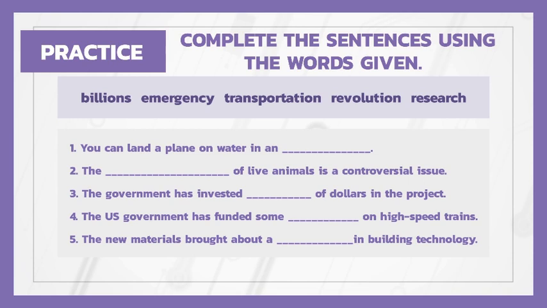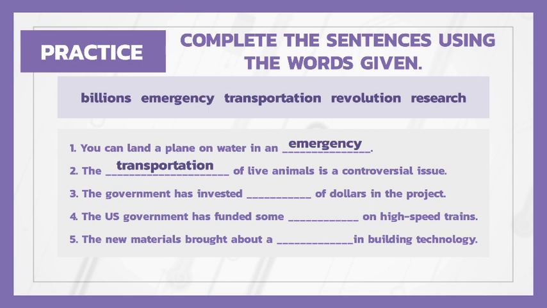ลองตรวจคำตอบกันดูนะครับ คิดว่าน่าจะเสร็จแล้ว Okay, let's see the first one. You can land a plane on water in an emergency. หมายความว่าคุณสามารถจอดเครื่องบินได้ในยามฉุกเฉินลงบนน้ำนะฮะ 2. The ... of live animals is a controversial issue. ตอบอะไรดีครับ พูดถึงสิ่งมีชีวิตใช่ไหมครับว่ามันเป็น controversial issue ก็คือปัญหาที่ยังถกเถียงหรือว่าโต้แย้งกันอยู่ ข้อนี้ตอบ transportation. The transportation of live animals is a controversial issue.